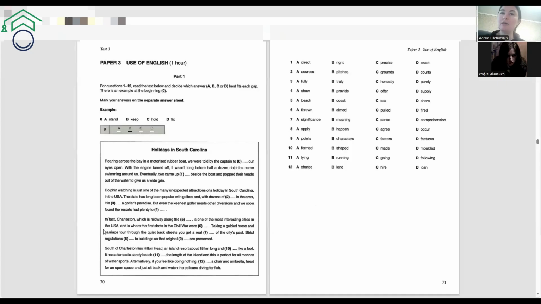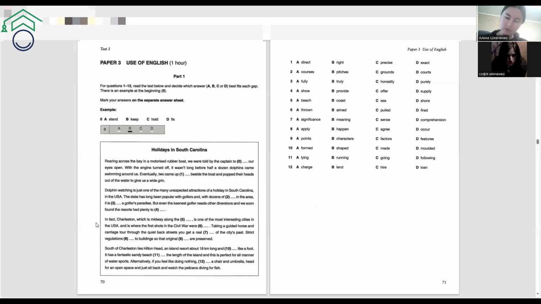Okay, let's take the third paragraph now. In fact, Charleston, which is midway along the coast, is one of the most interesting cities in the USA, and is where the first shots in the Civil War were fired. Taking a guided horse and carriage tour towards the quiet back streets, you get a real sense of a city's past. Strict regulations apply to buildings so that original features are preserved.